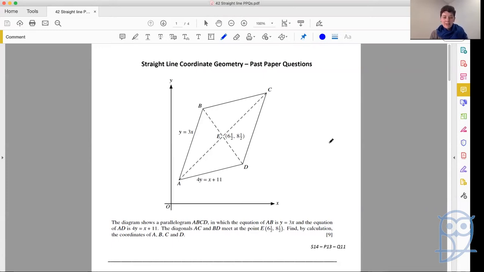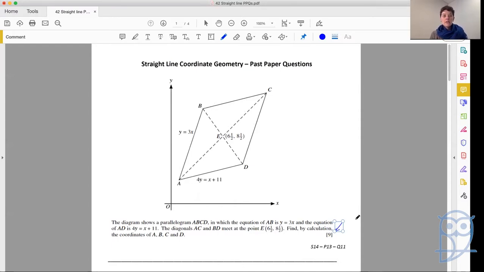The diagram shows a parallelogram, ABCD, in which the equation of AB is y equals 3x. The equation of AD is 4y equals x plus 11. The diagonals AC and BD meet at the point E, (6.5, 8.5). And they want us to find by calculation the coordinates of A, B, C, and D. This is a 9-mark question, so we've got quite a lot to step through and keep track of.